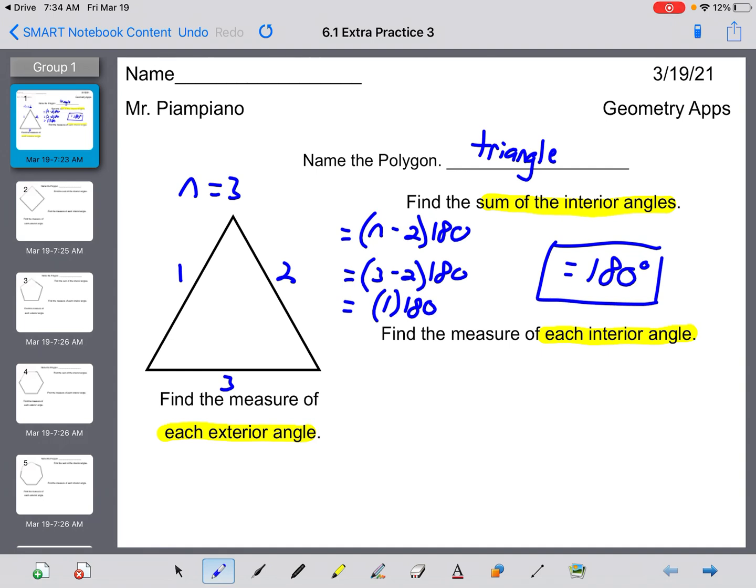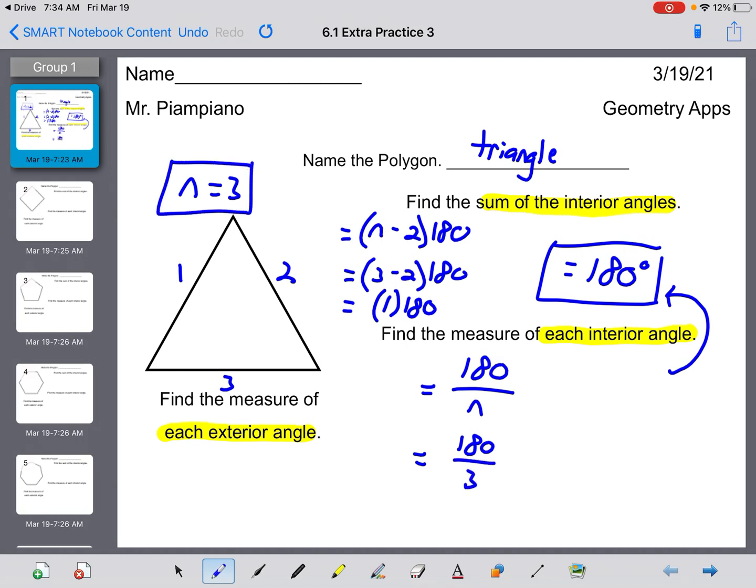Now it says find the measure of each interior angle. Well, I'm going to take my answer from the last question, which is 180 degrees, and divide it by n, right? In this case, n is 3. 180 divided by 3 is 60 degrees. Last, you're going to find the measure of each exterior angle. The formula for that is 360 divided by n. So in this case, we have 360 divided by 3, which is 120 degrees.